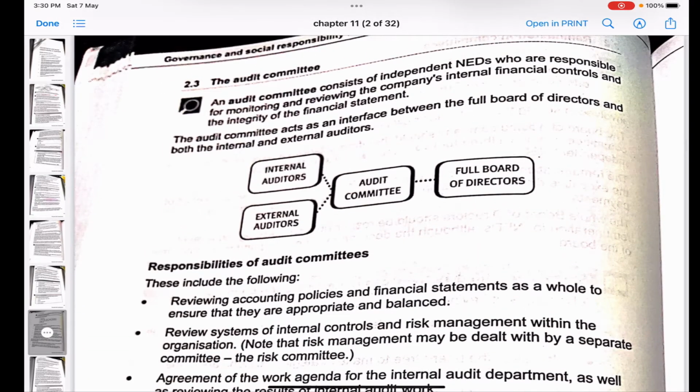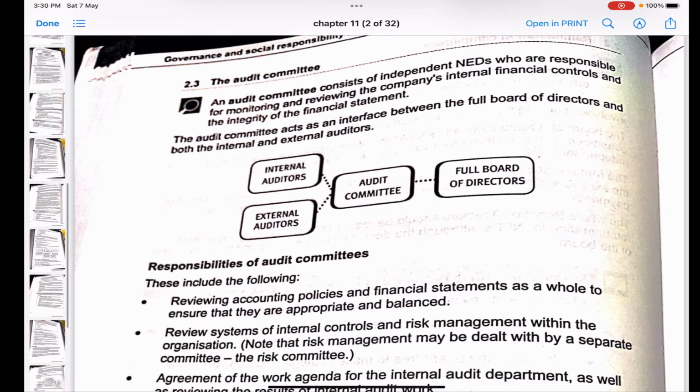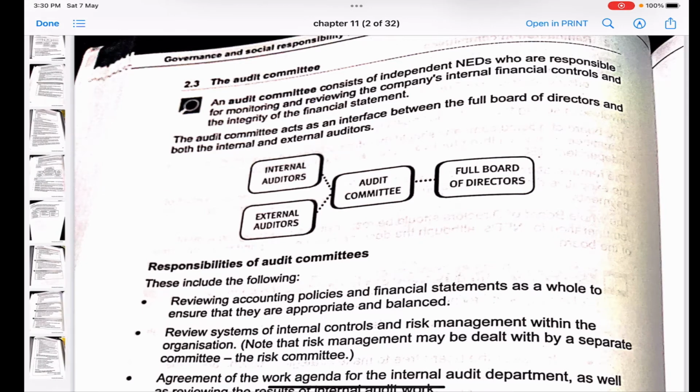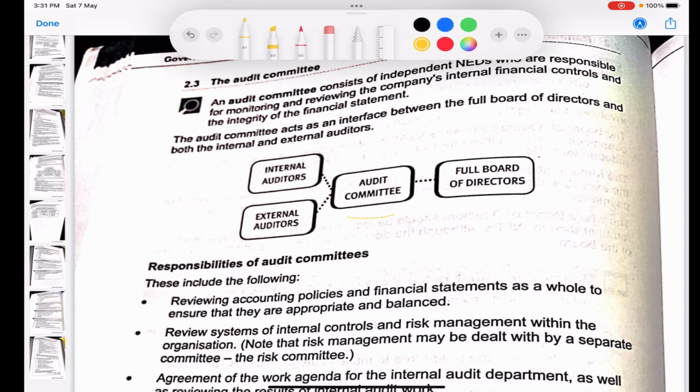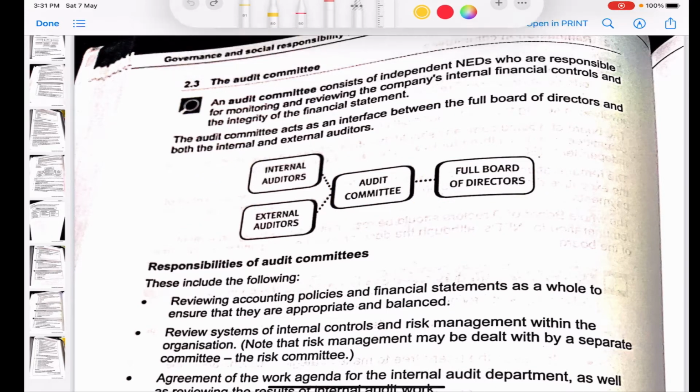Now we come to the Audit Committee. An Audit Committee consists of independent NEDs who are responsible for monitoring and reviewing the company's internal financial controls and the integrity of the financial statements. So the Audit Committee basically audits or checks the reports. The Audit Committee mainly consists of NEDs only, non-executive directors. The Audit Committee acts as an interface between the full board of directors and both the internal and the external auditors. So there's a full board of directors, internal auditors and external auditors, and it acts as an interface between them.